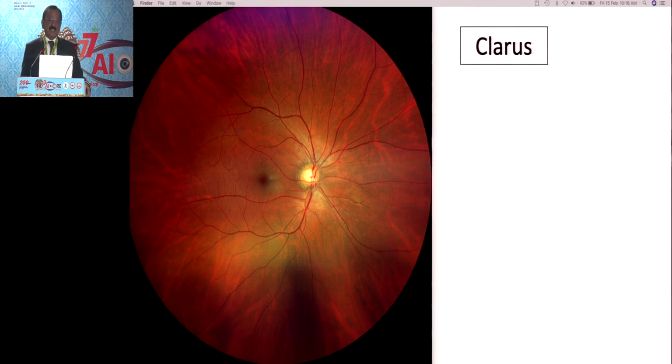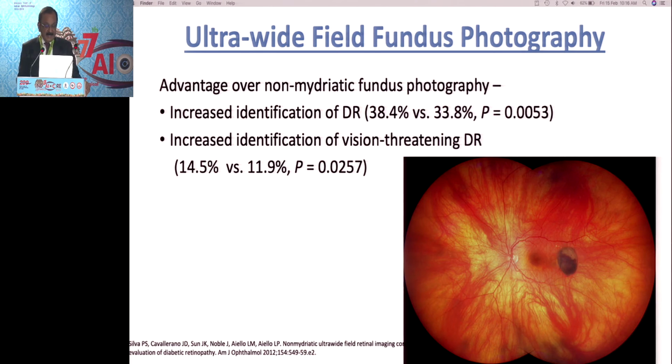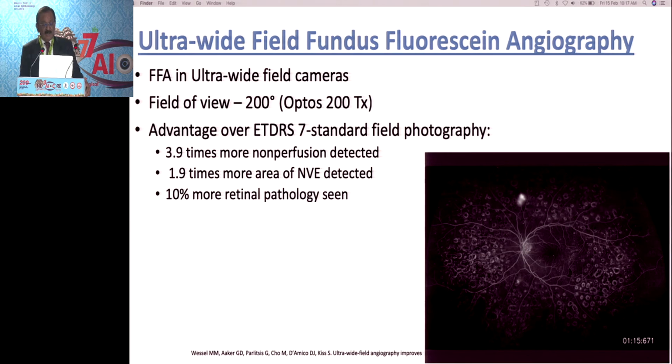In a case like this, especially with the Clarus, which is a true color image, you don't see any changes in the retina, which appears normal, but when you zoom in, it doesn't lose any resolution, and you'll be able to find that there are some hemorrhages or microaneurysms located in this. So zooming in actually helps, and you're able to identify those minute details that you may be missing. So there is an increased identification of diabetic retinopathy, and of vision-threatening diabetic retinopathy, in the different studies when comparing with ultra-wide field fundus photography.